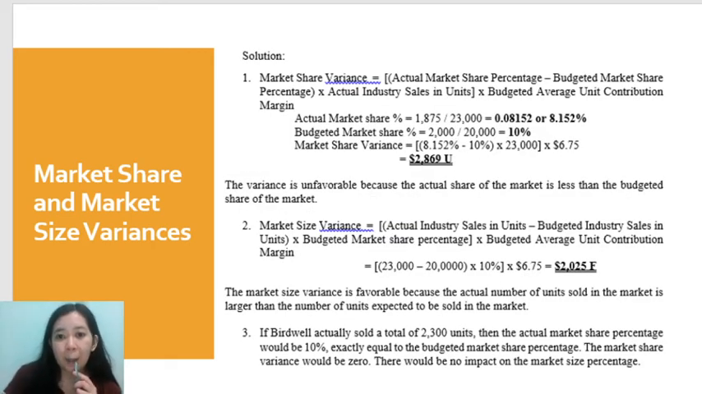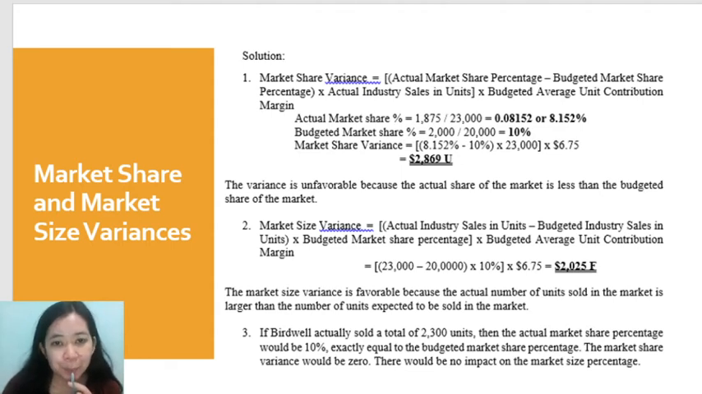Okay, so our market share variance is unfavorable. Okay, 2,869. So the variance is unfavorable because our actual share of the market is less than the budgeted. So our actual market share is 8.152%, while our budgeted market share is 10. Okay, so lower actual market share, that resulted into unfavorable market share variance.